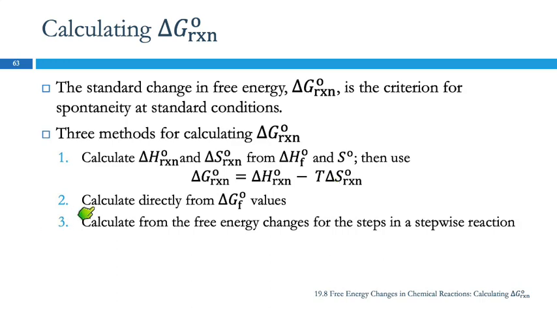We can calculate it directly from Gibbs free energy of formation numbers that you can look up in a table, or we can also calculate it from free energy changes for the steps in a stepwise reaction. So which one you use kind of depends on what information you have available. I think number 2 is probably the fastest, but if you don't have the delta G values, then you can't do it that way, right?